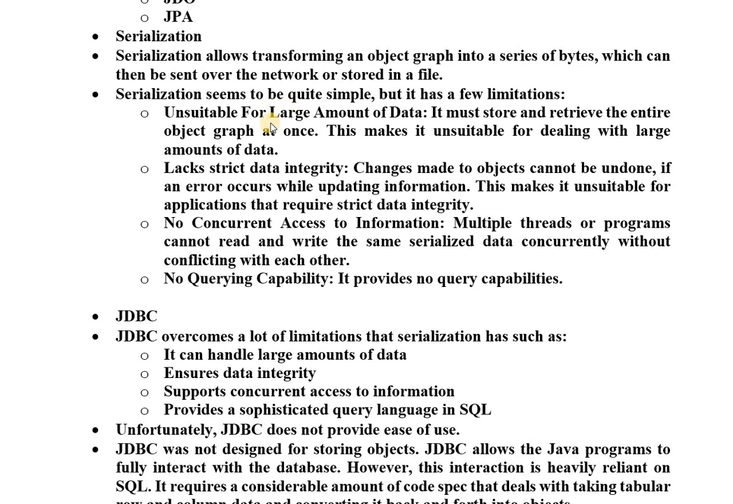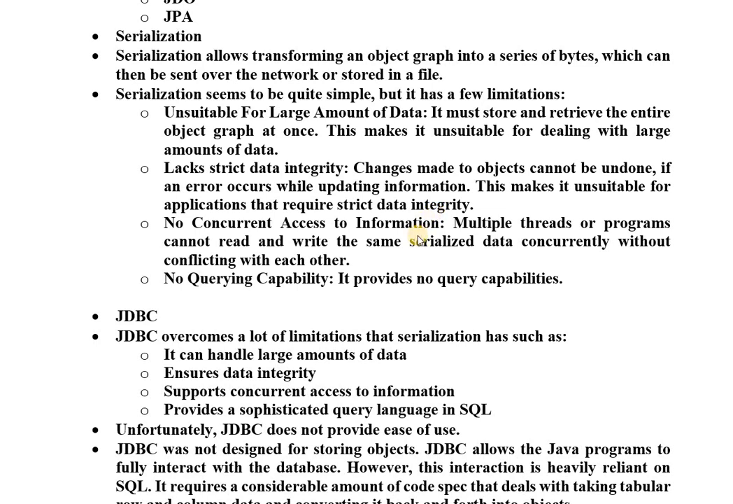The first disadvantage is that if your information is huge, your object is huge, then it is not suitable. Serialization is not suitable when you are dealing with a large amount of data. Second, making changes in the objects is not easy. If any error occurs while updating, then undoing it is not possible. So for any application that requires very strict data integrity, serialization is not a good option.